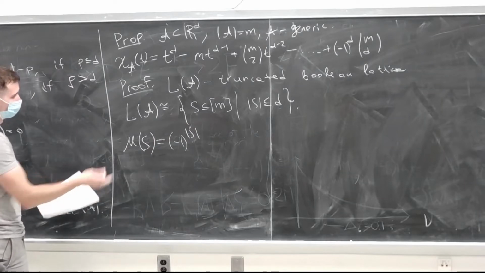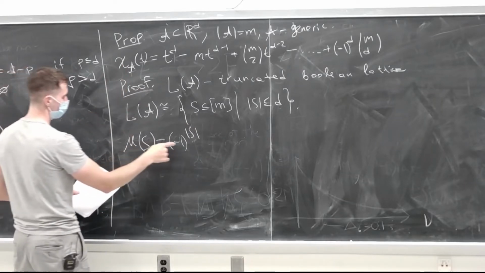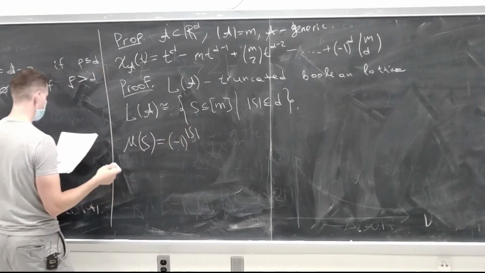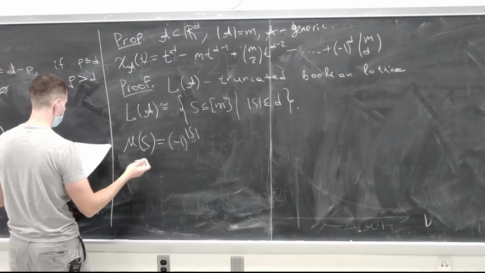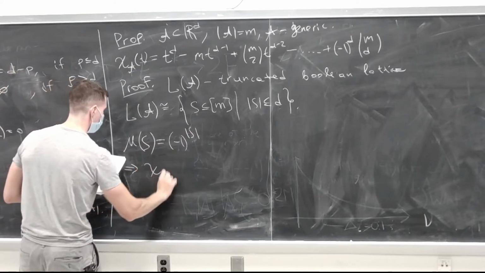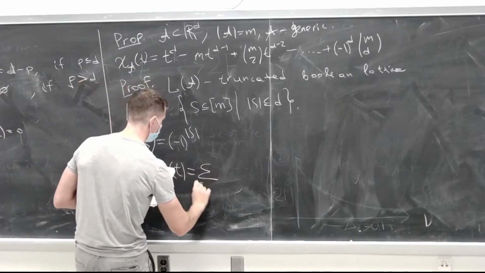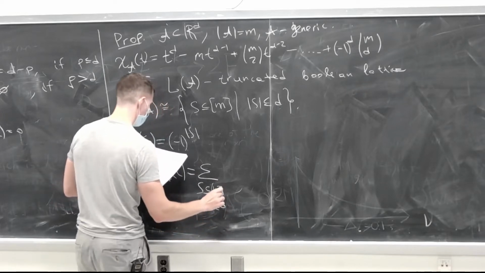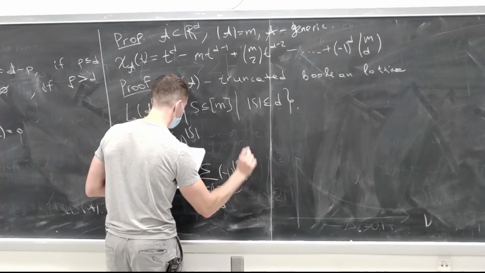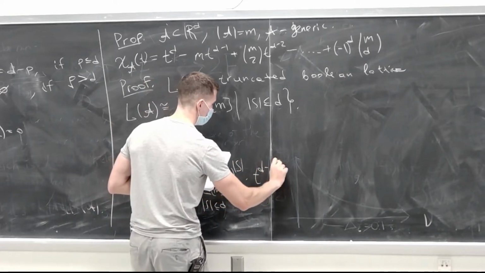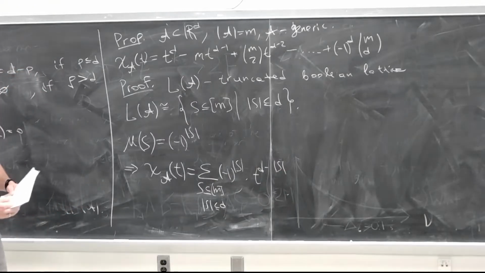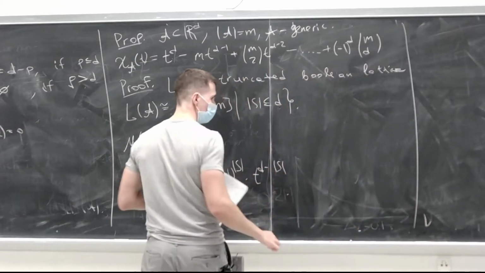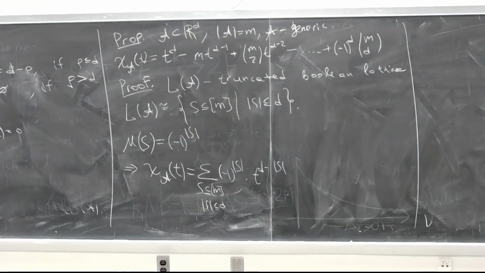So now you just take the sum. These are the coefficients, and t to the dimension, which is predictable from this formula here. So the answer is A of t is the sum over all subsets S of bracket M of size at most d of -1 to the size of S times t to the dimension, which is d minus the size of S. Any questions on this proof?